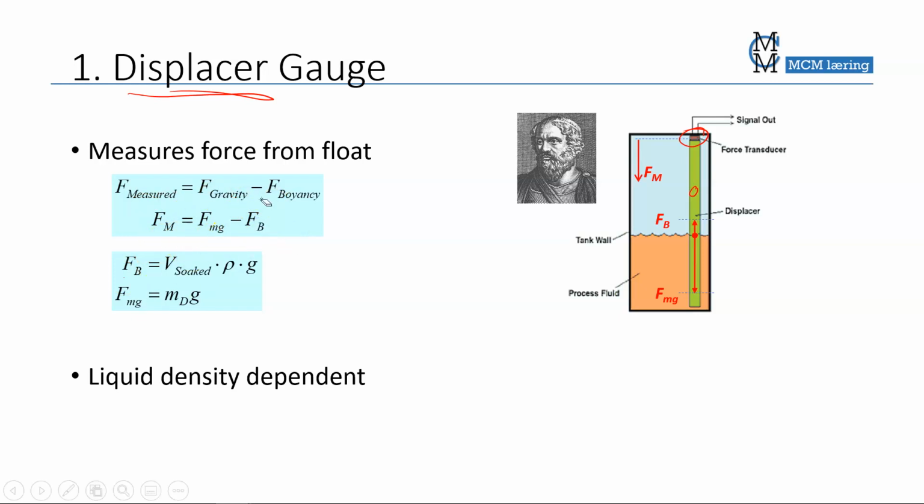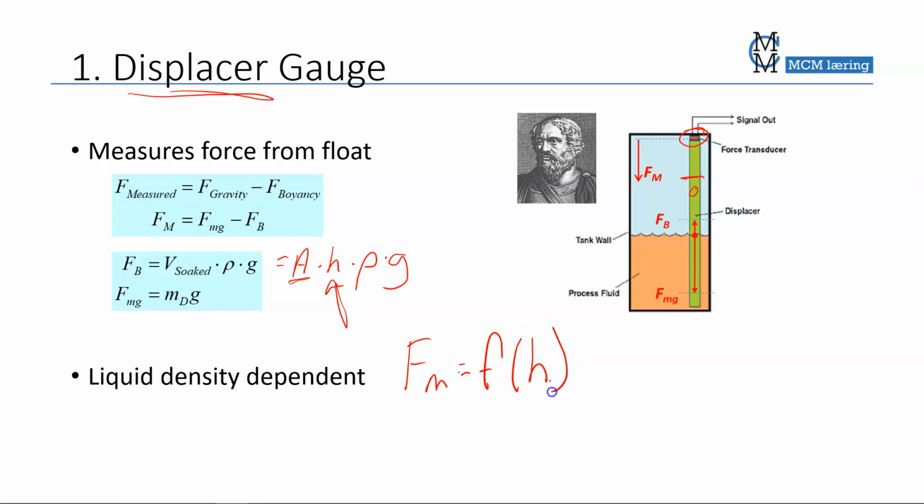And the buoyancy is the volume that I soaked multiplied by the density multiplied by g. And the volume is, of course, area multiplied by the height, so the buoyancy is area times height times rho times g. The area is the cross-sectional area of the rod itself. And therefore, the force measured is a function of the height. Since the buoyancy is a function of the height, then the entire force is also a function of the height of the liquid.